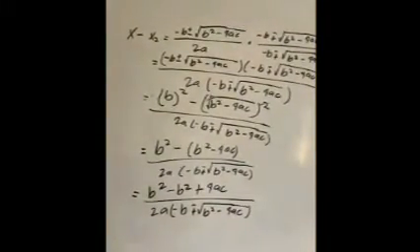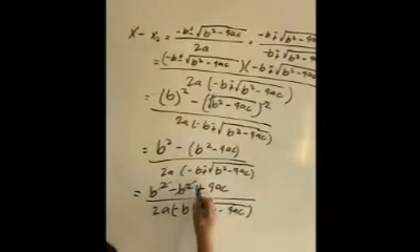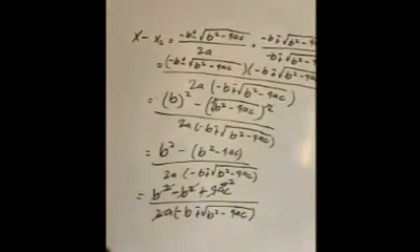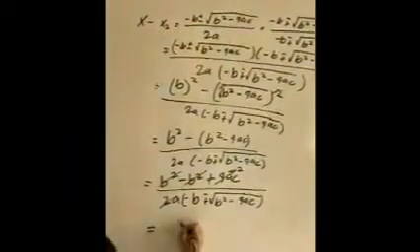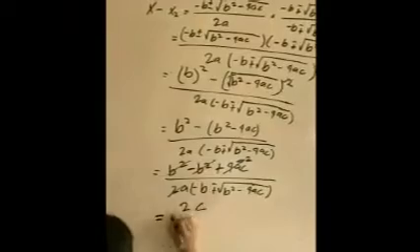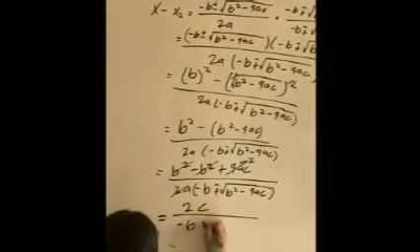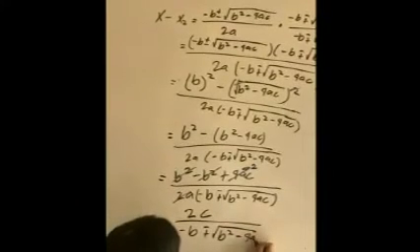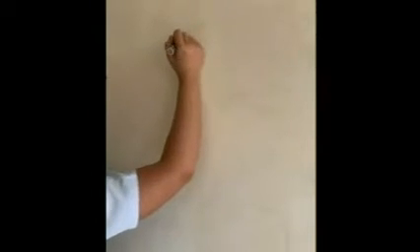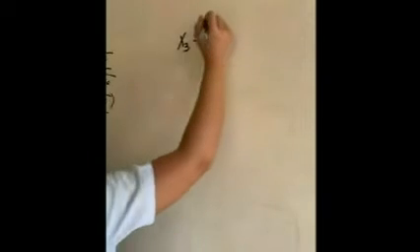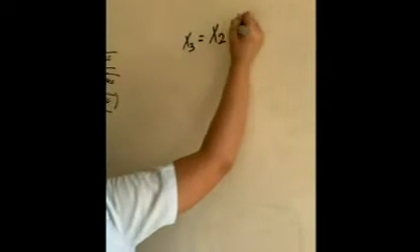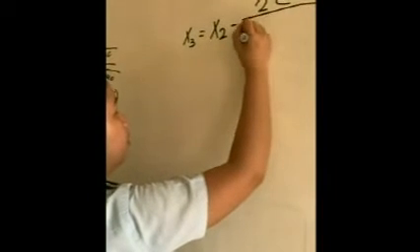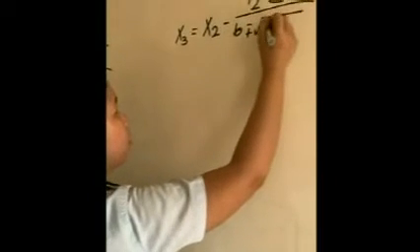b squared minus b squared will be 0, and 4a divided by 2a is 2. We now have 2c over negative b minus or plus square root of b squared minus 4ac. Transposing x sub 2, our equation will now be x sub 3 equal to x sub 2 minus 2c all over b plus or minus square root of b squared minus 4ac.